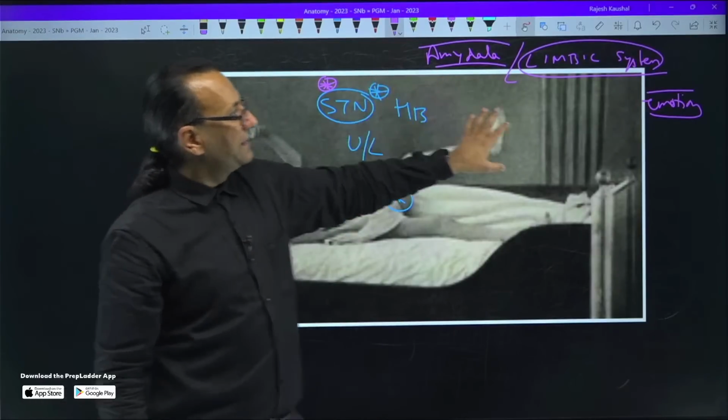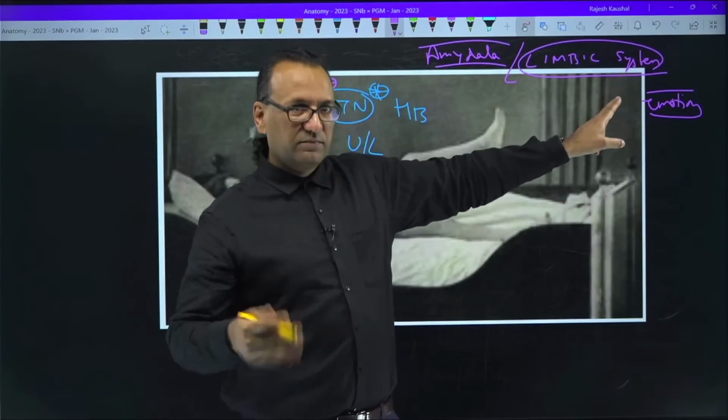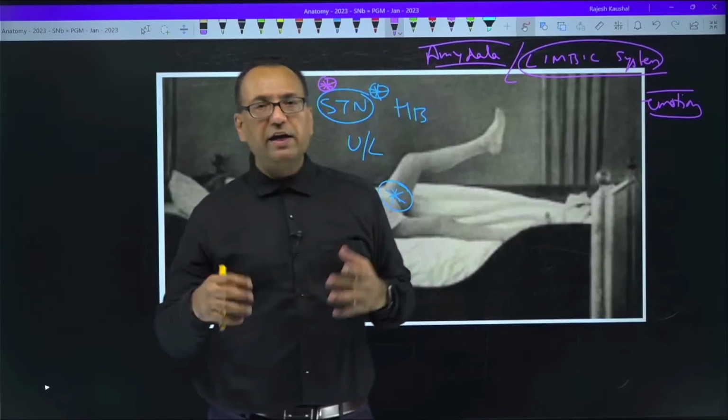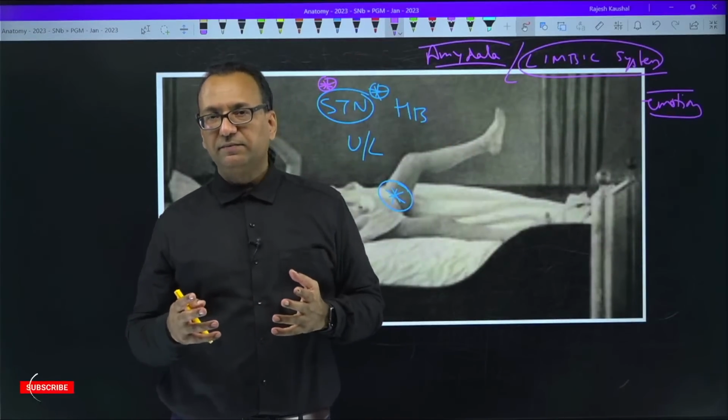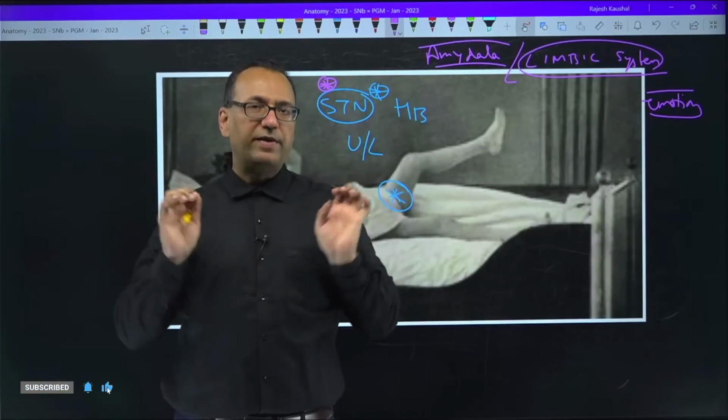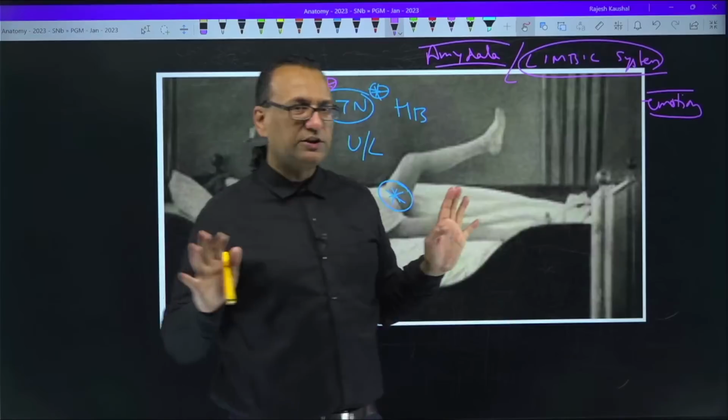Amygdala is a part of the limbic system, which is related with emotions, memory, behavior, smell, emotions, memory, behavior, Papez circuit.